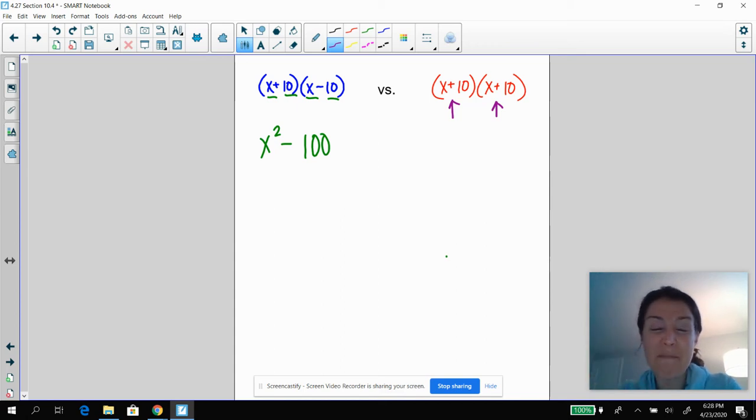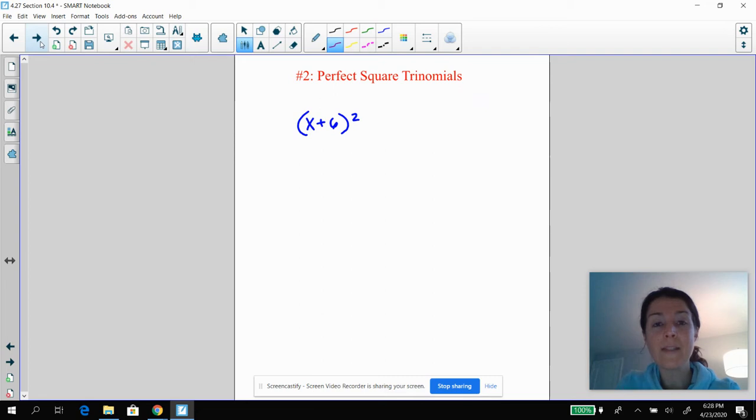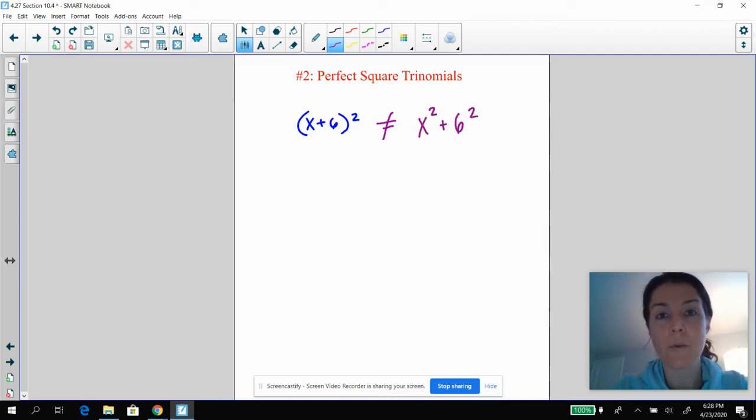And so I can combine these and make it look like this. These are equivalent, right? x plus 10 times x plus 10 is the same thing as x plus 10 squared, as we talked about in our foiling video. So that x plus 10 squared is going to give us a different special product, and this is a product that we call a perfect square trinomial. So whenever you have a situation like this, we've got x plus 6 squared. Remember, this is not x squared plus 6 squared.